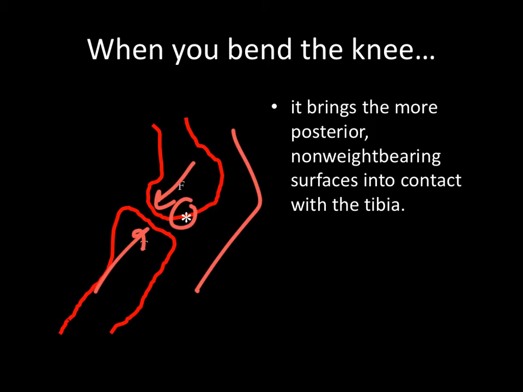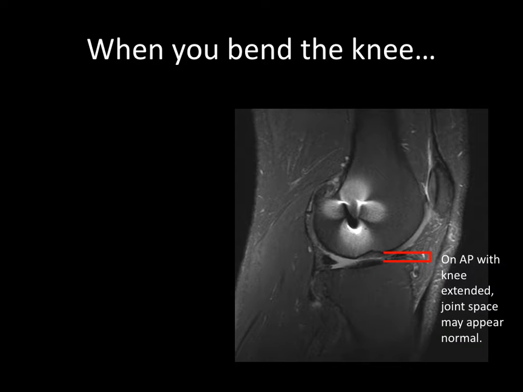So in summary, the flexion view allows us to evaluate the more posterior cartilage of the knee joint. Here's an example of a case where having both views can be helpful. On the MRI, the weight-bearing surface of the femur and the tibia both still have cartilage on them. Therefore, on the AP radiograph with the knee extended, the joint space may actually appear normal.